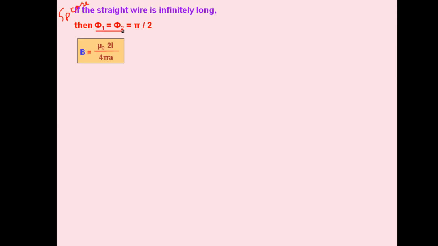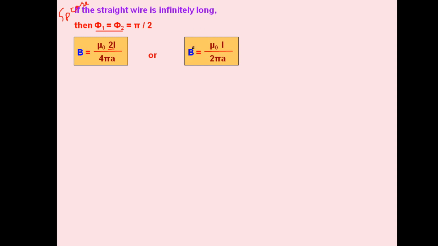and putting it in the formula, we will get mu naught I upon 4 pi a into 2, because the formula was sin phi 1 plus sin phi 2. Phi 1 and phi 2 are 90, so sin 90 plus sin 90 in the bracket will produce 2. We can manage this 2 with the help of 4. So the final formula will be mu naught I upon 2 pi a. This would be the formula for magnetic field due to an infinitely long wire.